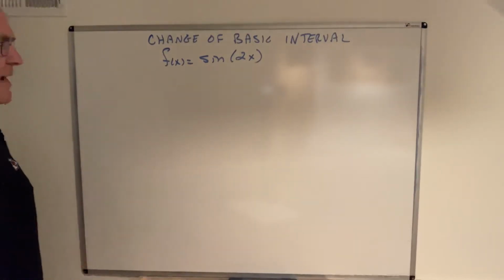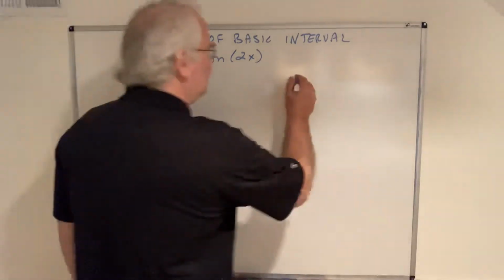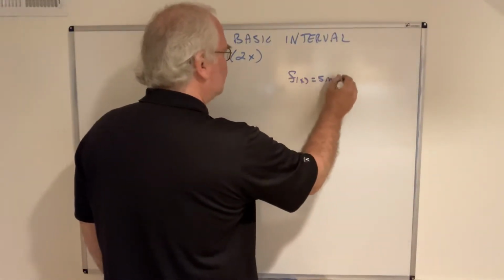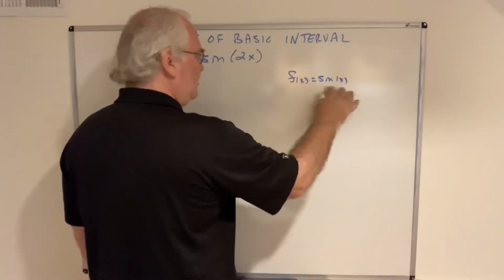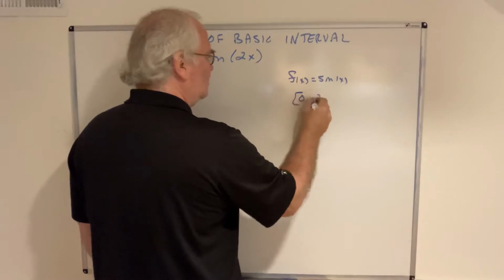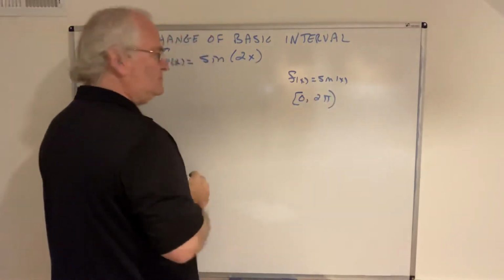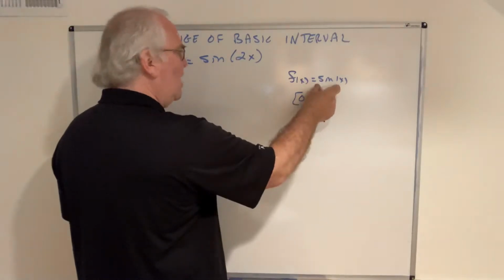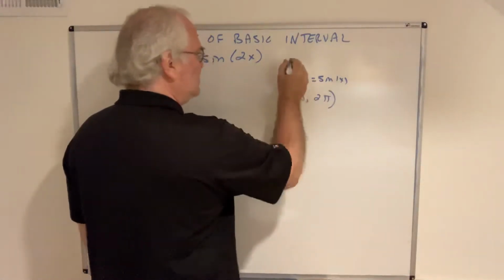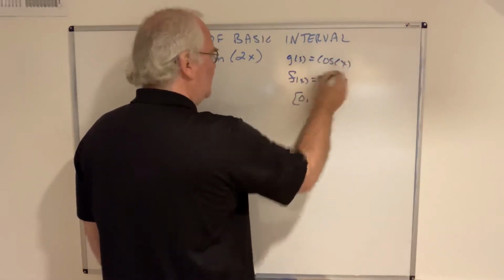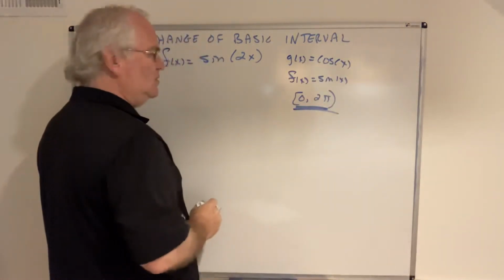Now, here's what I mean by the basic interval. For the basic function f of x equals sine of x, the basic interval is the interval from 0 to 2 pi. That's the basic interval for the sine curve. Same thing for cosine. If this were g of x equals cosine of x, the basic interval would be from 0 to 2 pi.